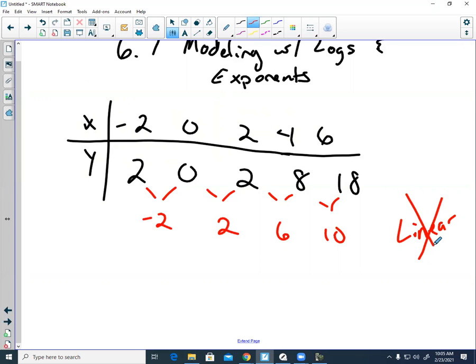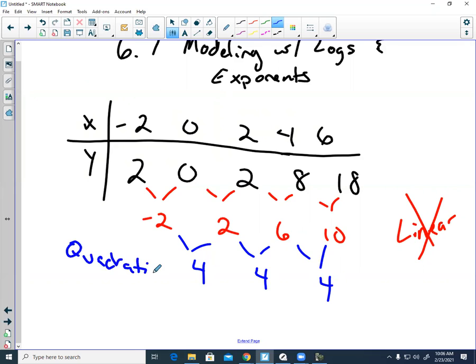When you're using order differences, you just use these numbers again and subtract. So 2 minus negative 2 is 4, 6 minus 2 is 4, 10 minus 6 is 4. Now you can obviously see that these are the same thing, so this would be called quadratic.